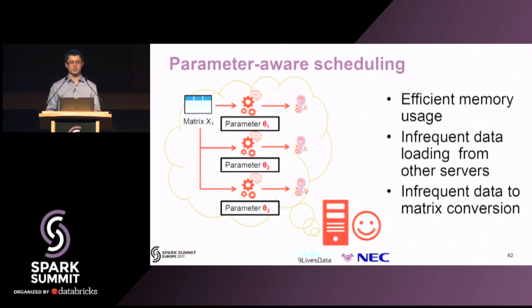And on the other hand, what we have to also remember is that, of course, we will not implement this naive scheduling in our application, but we may meet this kind of situation if we have random scheduling. So as a solution, we can propose a parameter-aware scheduling in this situation, rather data-centric, where for each data set, we schedule computations for many parameter sets. And it saves us a lot of memory. We don't have to load data frequently from other servers and perform some initial format to matrix conversion also frequently.